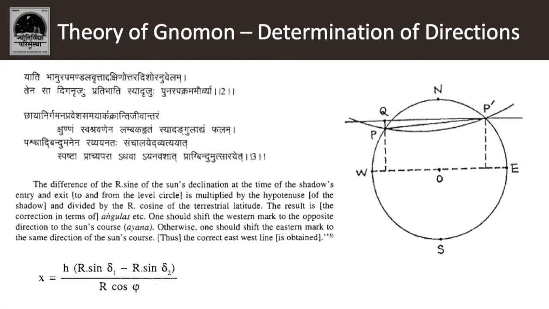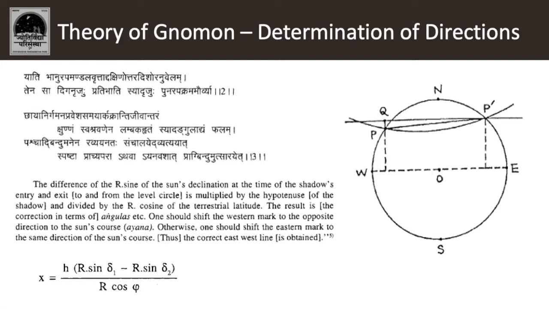But now you can see the P and P dash line. It is slightly inclined. It is not exactly horizontal or parallel to the east-west line. It is slightly inclined, and that is because it has not considered the declination of the sun. Now on the left-hand side, you can see the formula. I'll not explain exactly the formula because it is too much into spherical trigonometry. When you get the notes, the formula will be explained. I'll just explain the definition of that thing.